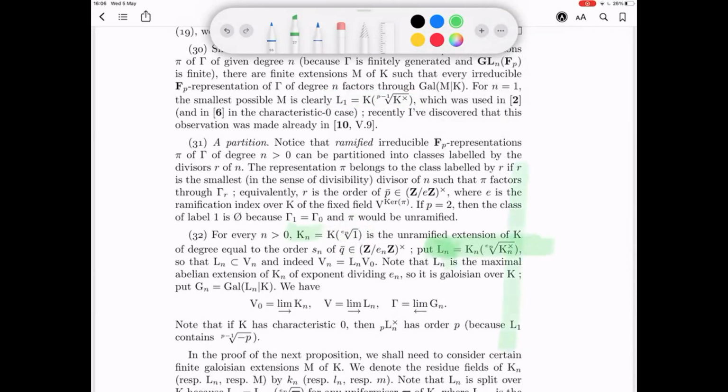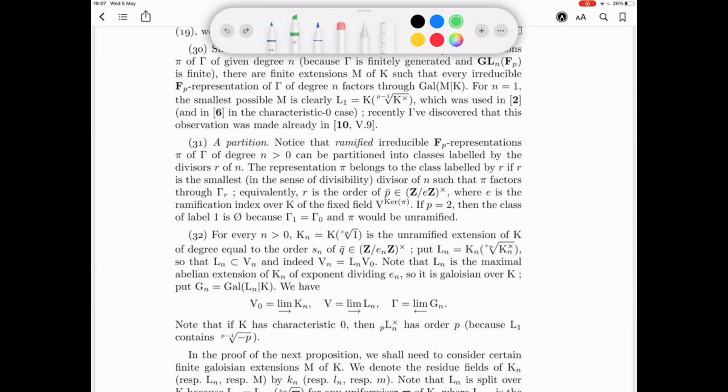So L_n is going to be Galois over K, and the Galois group of L_n over K will act not just on L_n, but on L_n star and on L_n star modulo L_n star to the power p, just as in the case L_n equal to 1. So let's call G_n the Galois group of L_n over K. So G_n acts on L_n star modulo L_n star to the power p.